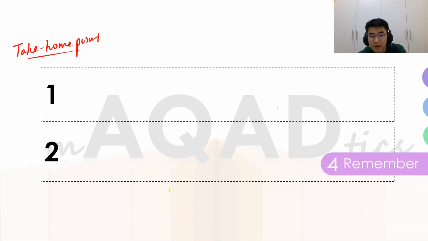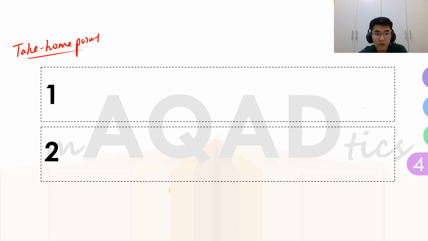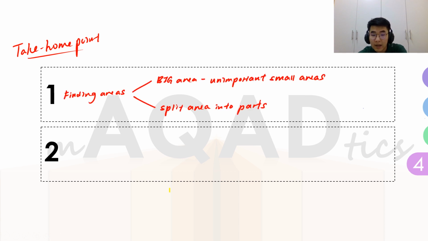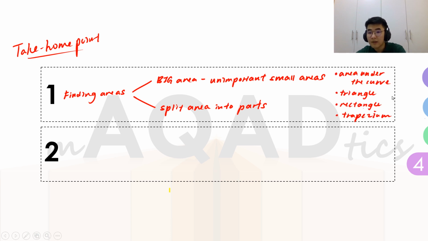Alright, so here are the take-home points for this video. So the first point would be when we're finding areas, we have these two ways. So this is the way for part A, this is the way for part B. And to let you all know that for this chapter, you will be asked to find these four areas: area under the curve, triangle, rectangle, and trapezium.